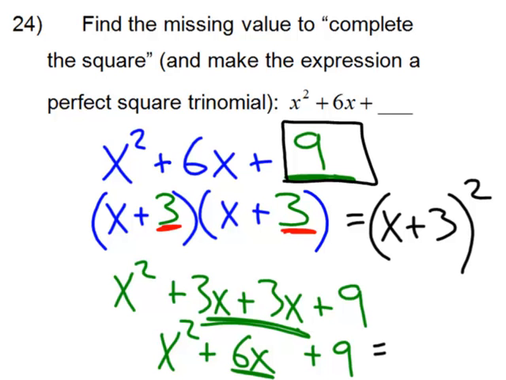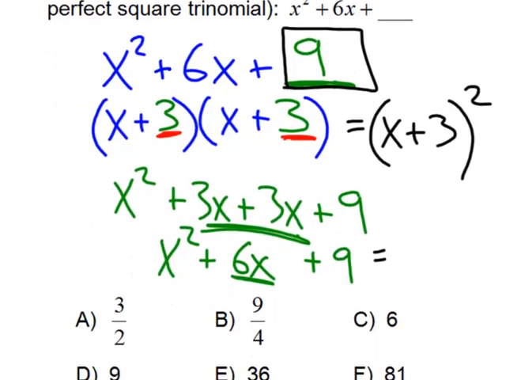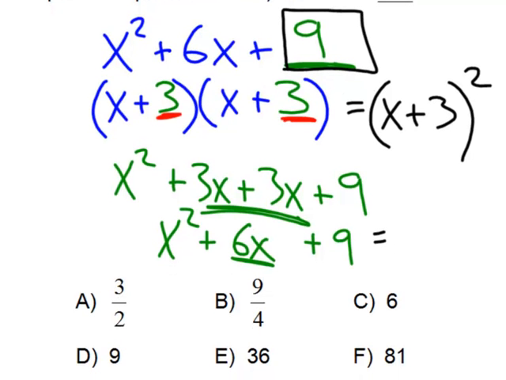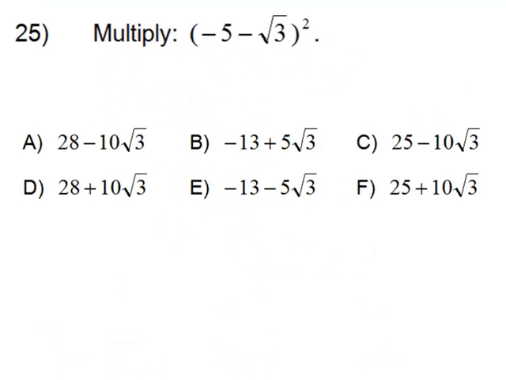Okay, so let's see what our answer choices were. We see that our answer is 9. That's what belonged in the slot. All right, next question. 25, multiply this out.